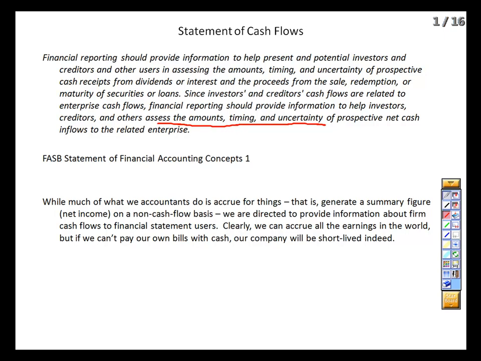So here we're going to diverge from what we've done the last 8 chapters. We've been accruing and accruing and accruing, and now it's time to say, wait, if we don't have the cash to pay our bills, all the accrual revenues in the world aren't going to save us. So let's take a look at the cash flow statement and what we can do with it.